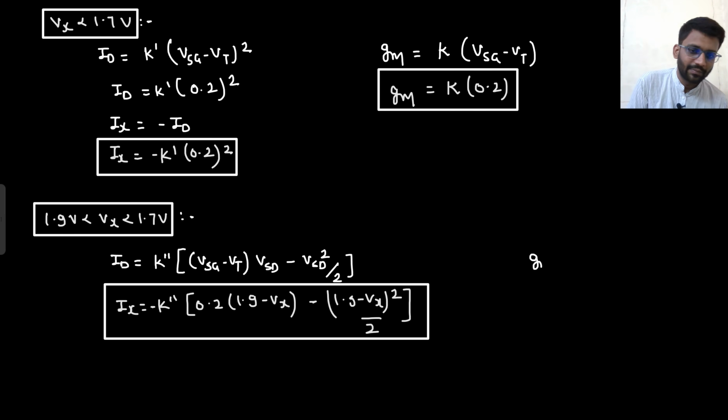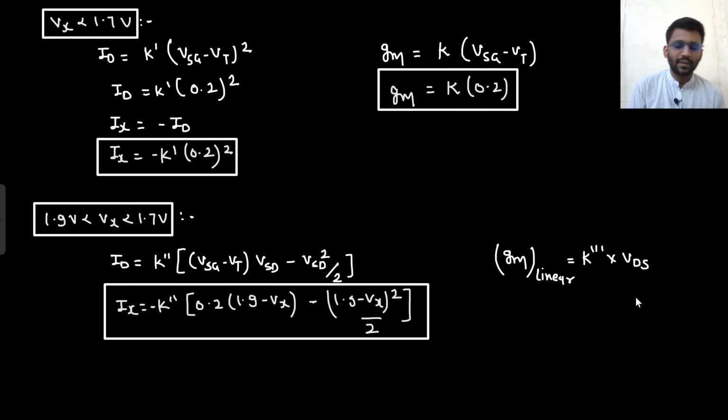And what will be your GM? Do you remember the GM formula for the triode or linear region? What was the formula? Some constant, then Vgs minus Vt gets cancelled. Some constant into Vds, that's it. This was the formula, because the expression was mu n Cox W by L, Vgs minus Vt into Vds.